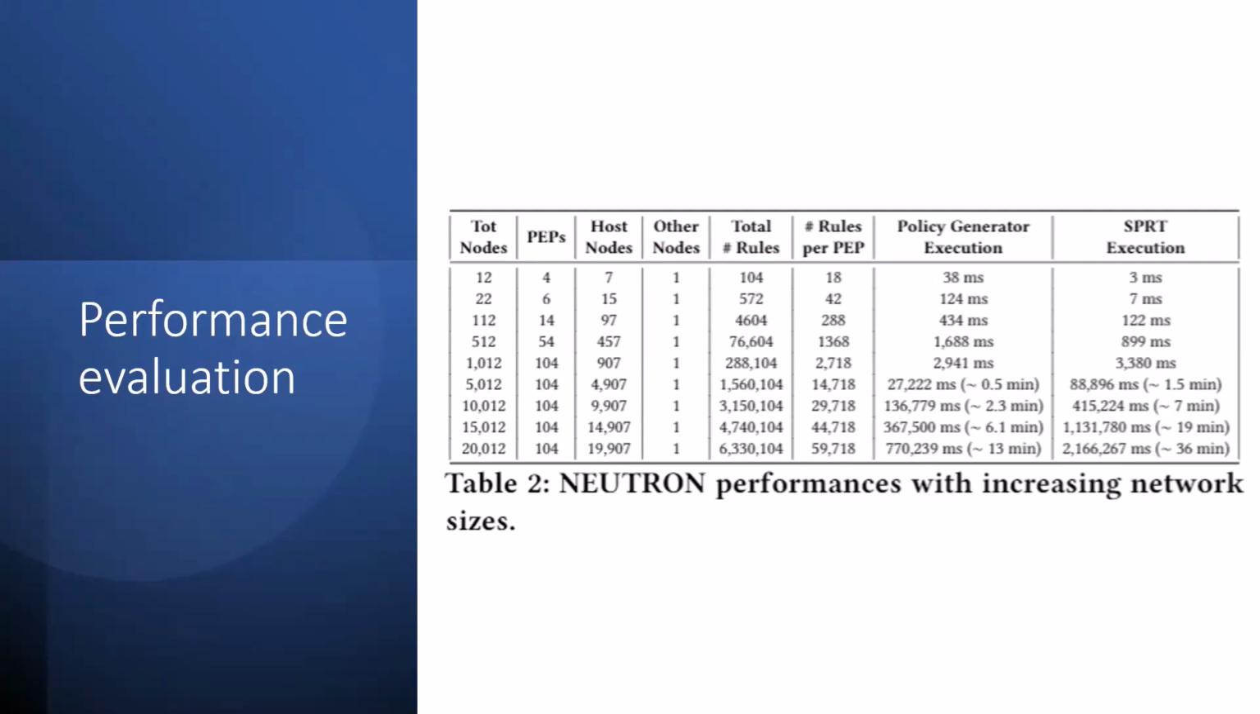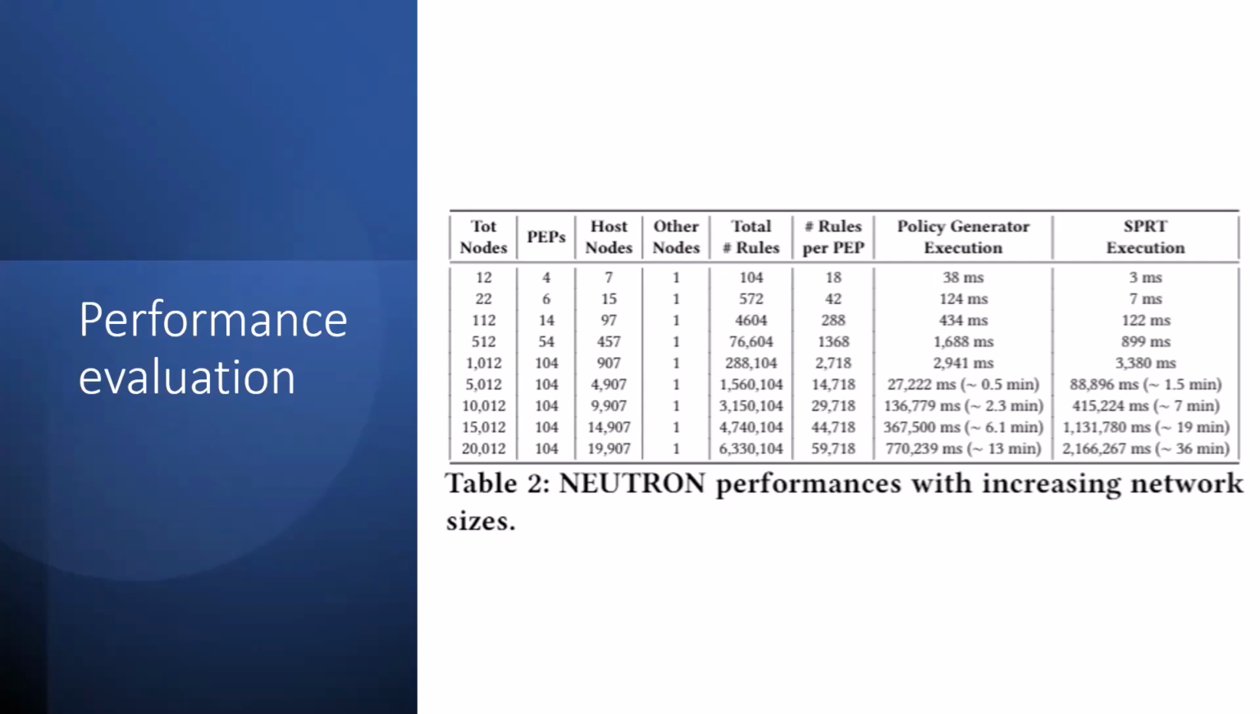Both the policy generator and Sport scale with reasonably large networks. For instance, with a network of more than 20,000 nodes, the policy generator produces the rules in about 13 minutes, whereas Sport performs the regression testing in about half an hour. We increase the size of our network, both in terms of users and PEPs, so that we can measure the execution time and the memory space required by our current prototypes.